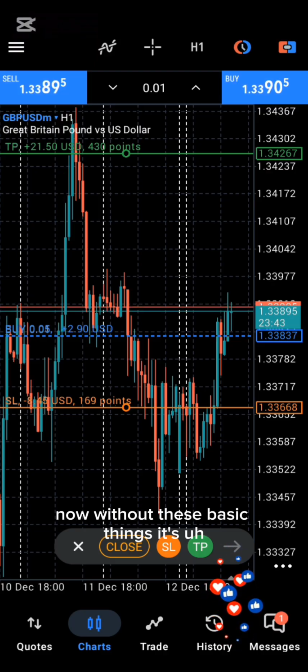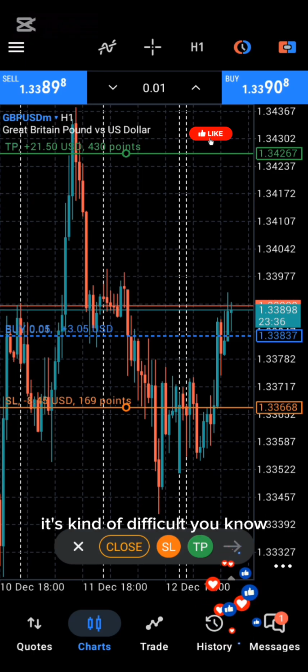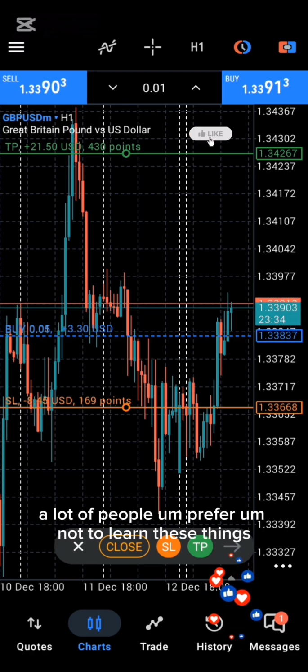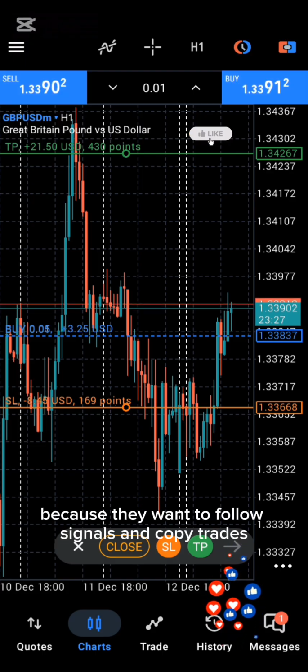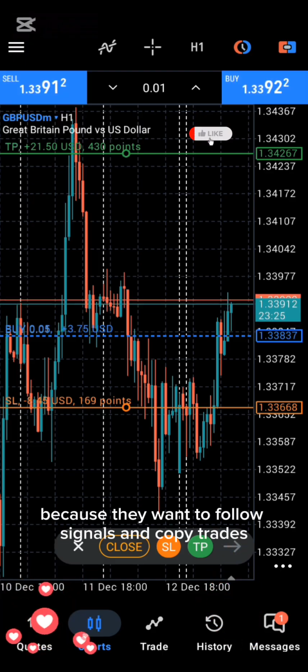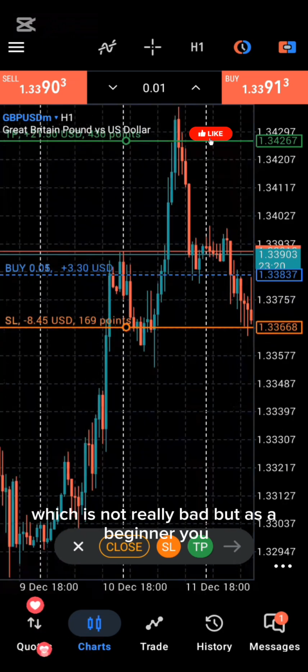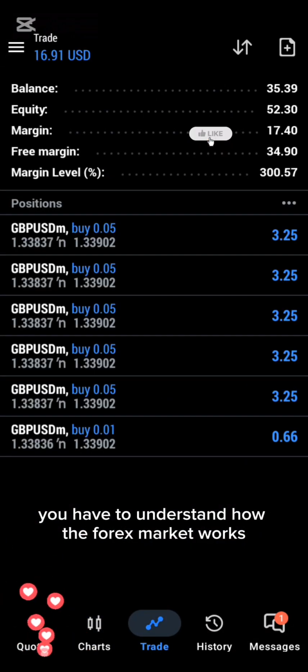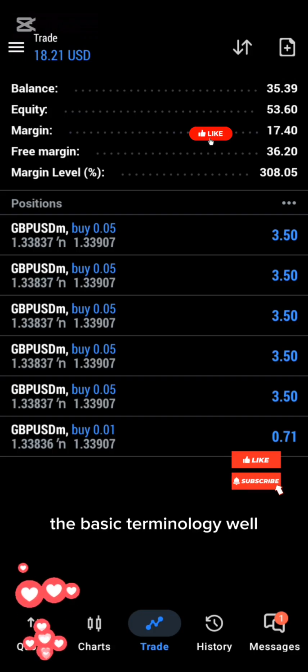Now, without these basic things, it's kind of difficult for you to start trading. A lot of people prefer not to learn these things. They just prefer to jump onto trading because they want to follow signals and copy trades, which is not really bad. But as a beginner, you have to understand how the forex market works, and this is why you have to know about the basic terminology.